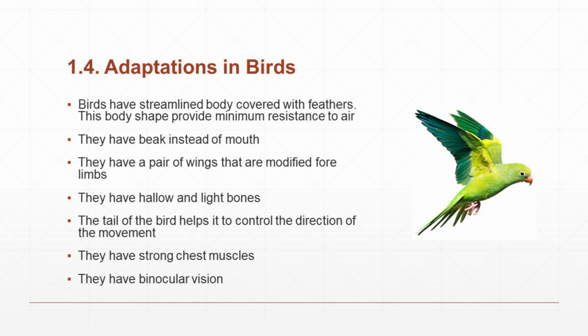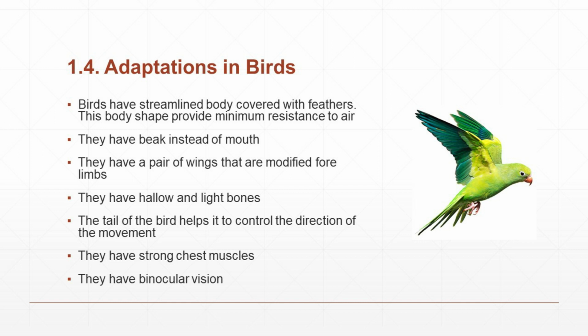Once again, I'll repeat all the points. Birds have a streamlined body covered with feathers. This body shape provides minimum resistance to air. They have a beak instead of a mouth. They breathe through lungs. They have a pair of wings that are modified forelimbs. They have hollow and light bones.